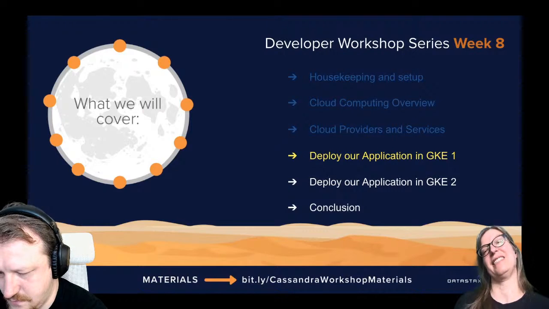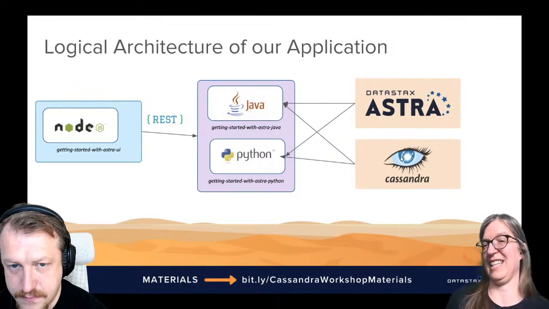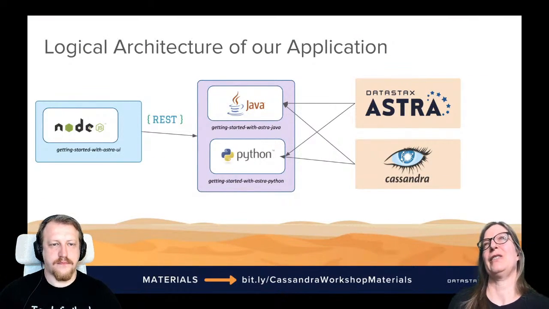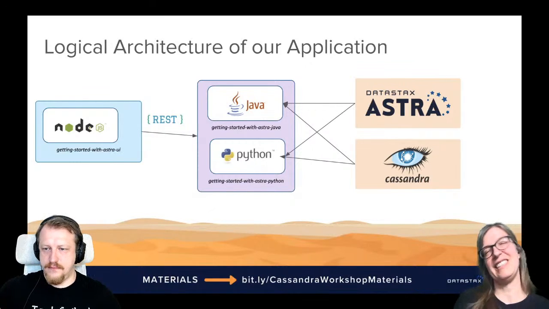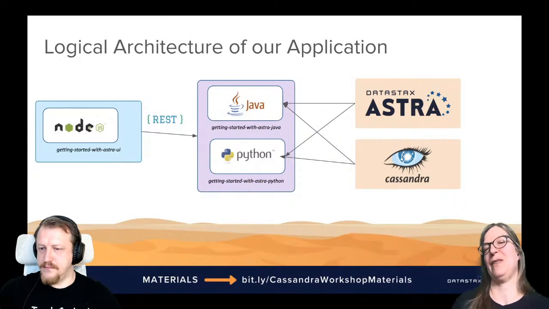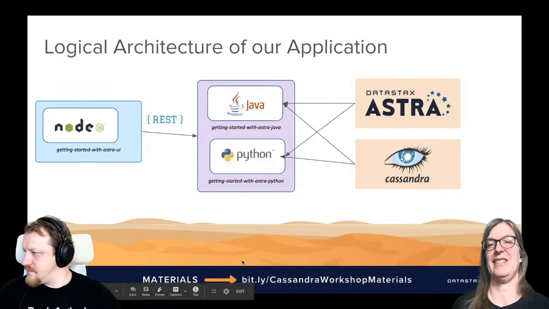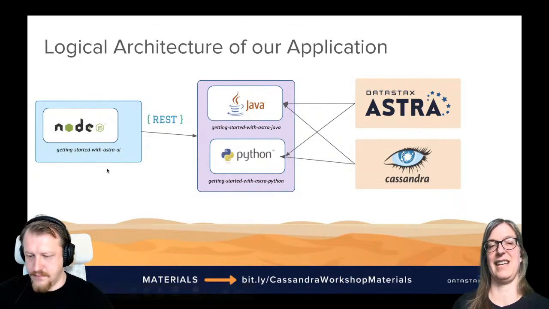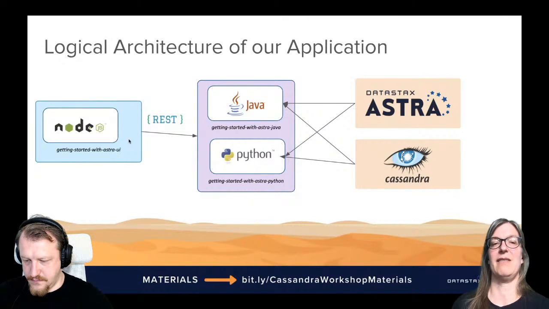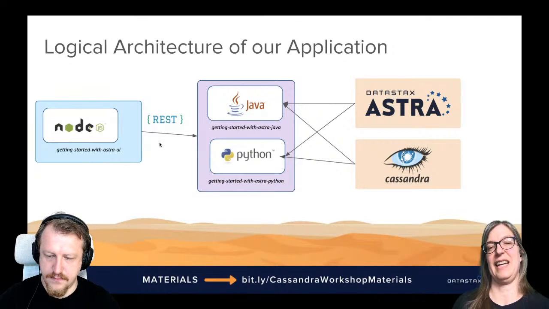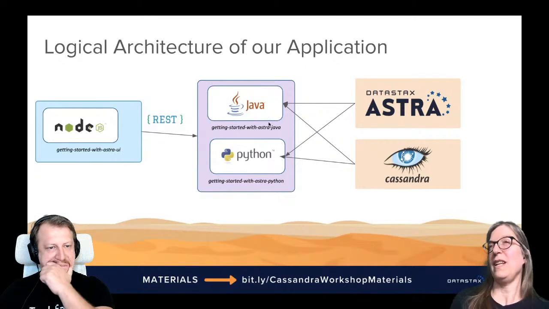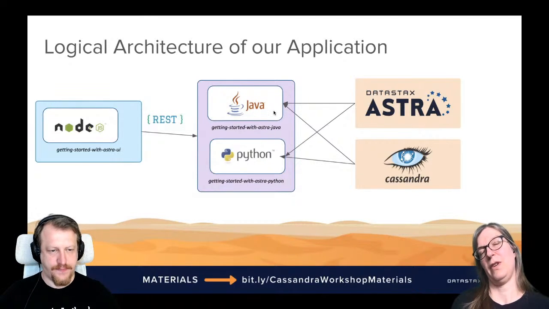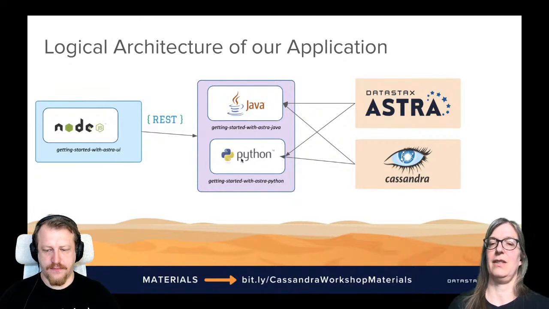And at first, we review our architecture again. For those who've been with us for all these 8 weeks, you should be pretty familiar with the architecture of the application that we have. We basically have a UI, which we call Getting Started with Astra UI. It's running with Node and React, and it's communicating via REST API to the backend. And we normally use a Java version of the backend and a Python version of the backend.